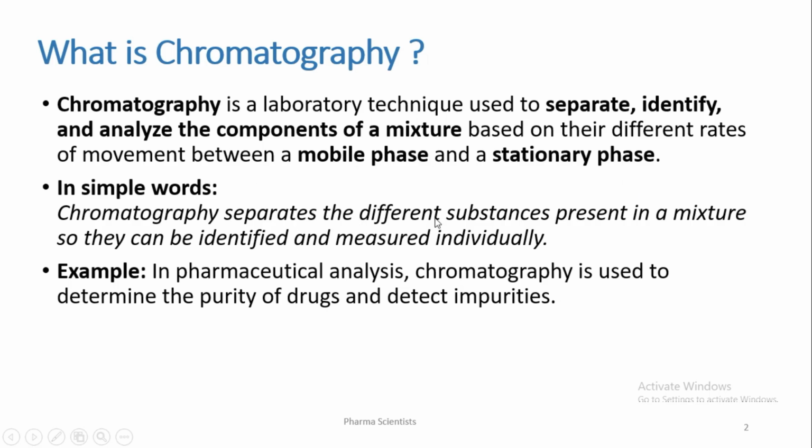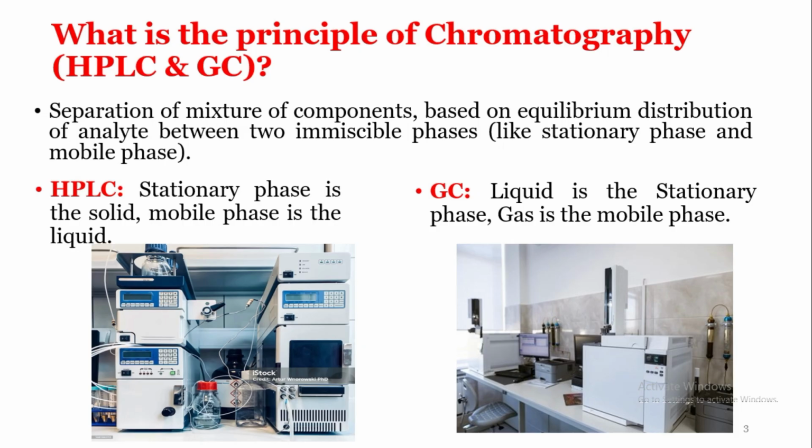In simple words, chromatography separates the different substances present in a mixture so that they can be identified and measured individually. I hope this is simple, right? We can separate, identify, and measure individually the compounds which we are separating. For example, in pharmaceutical analysis, chromatography is used to determine the purity of drugs and detect impurities. Purity of drugs can be the assay, determining the potency of that drug, or detecting impurities can be the related substances test, the purity test.